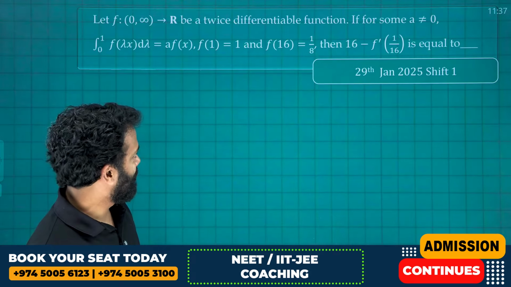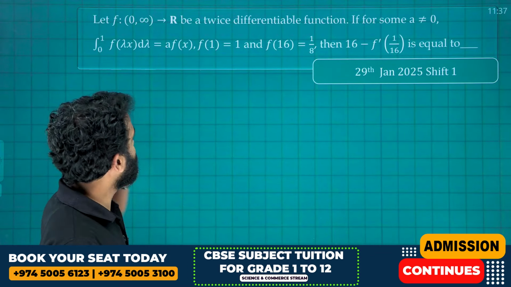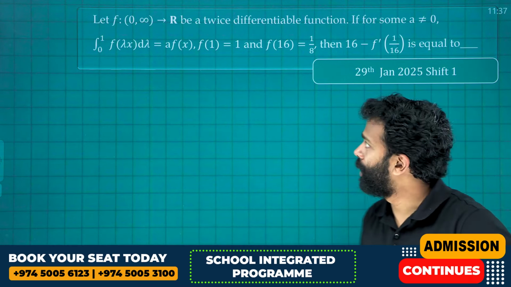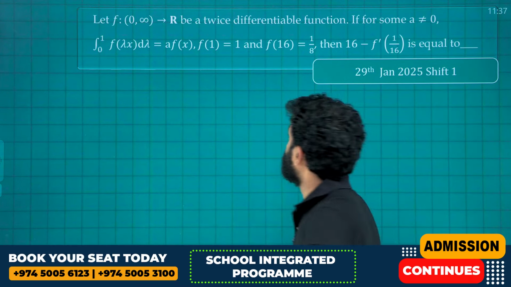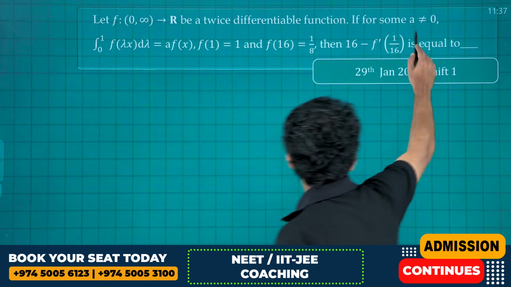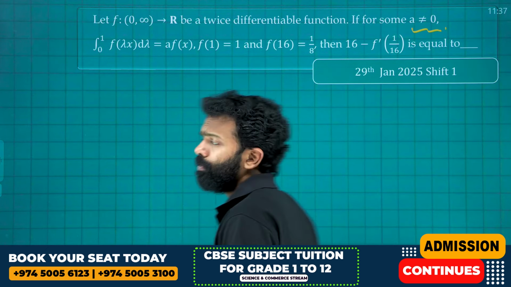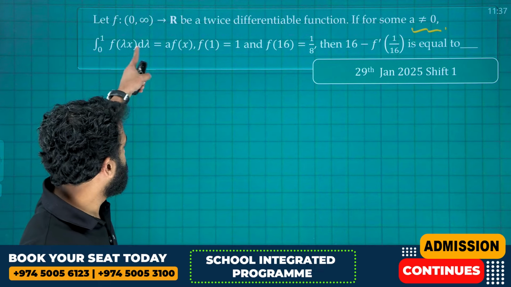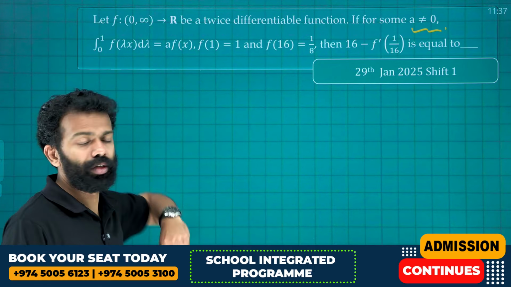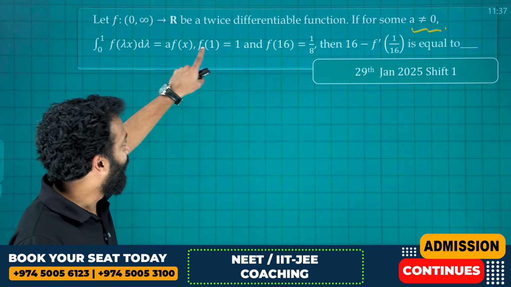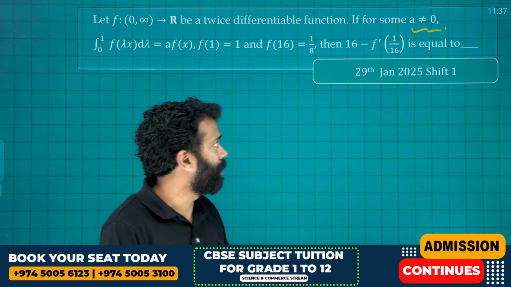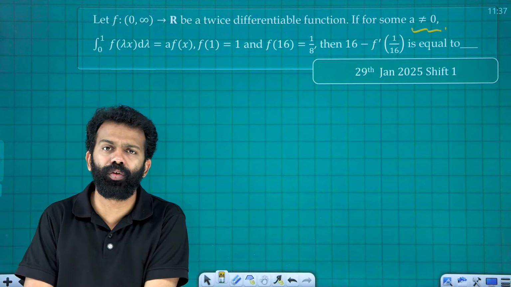Yes. f is defined from 0 to infinity to R. Let f be a twice differentiable function if for some a not equal to 0, integral 0 to 1 of f of lambda x d lambda is equal to a into f of x, and f of 1 is equal to 1 and f of 16 is equal to 1 by 8, and you should find 16 minus f dash of 1 by 16.